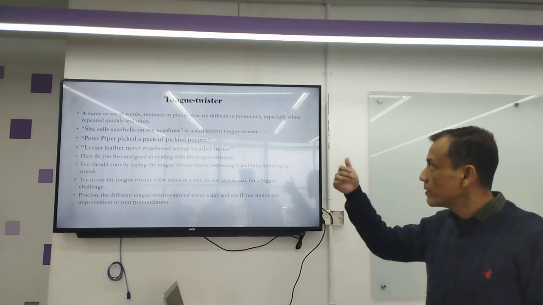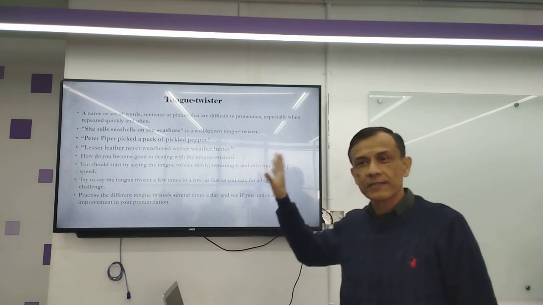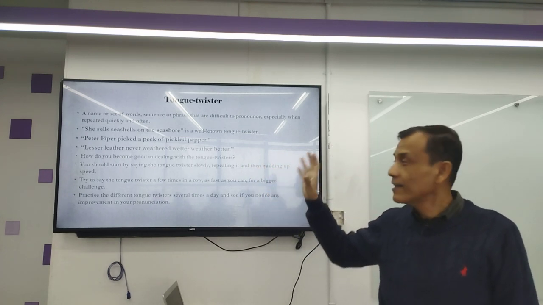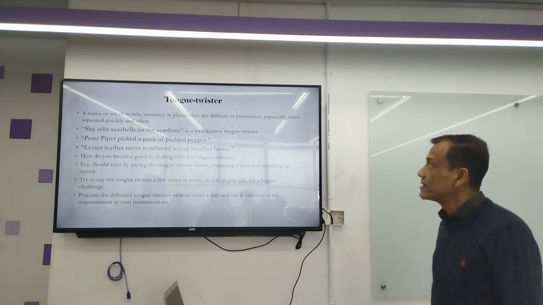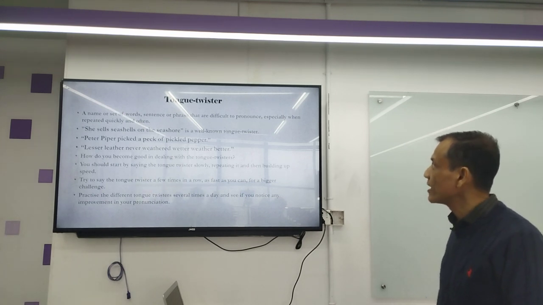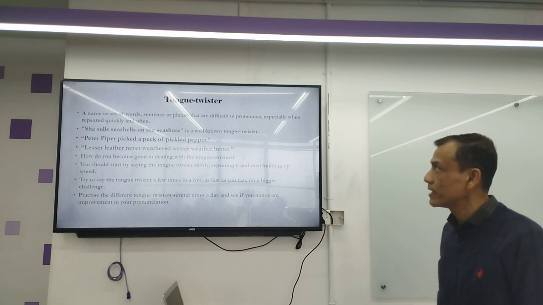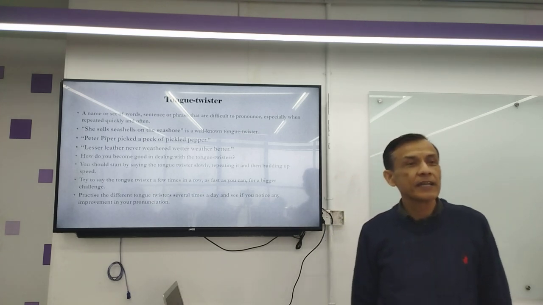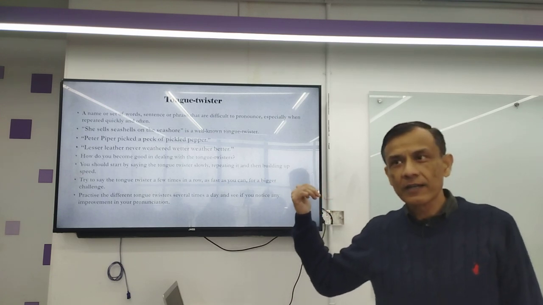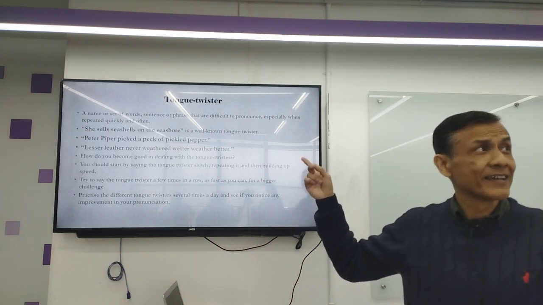So, these are the tongue twisters and an elaborate definition. A name or set of words, sentence or phrase that are difficult to pronounce, especially when repeated quickly and often. So this is the perfect definition of a tongue twister.